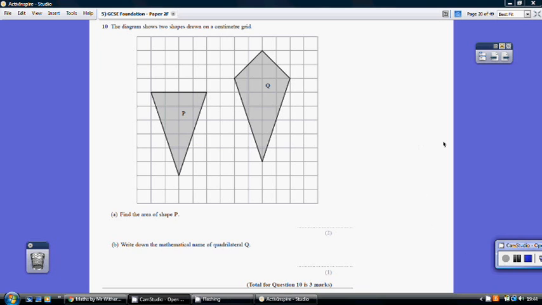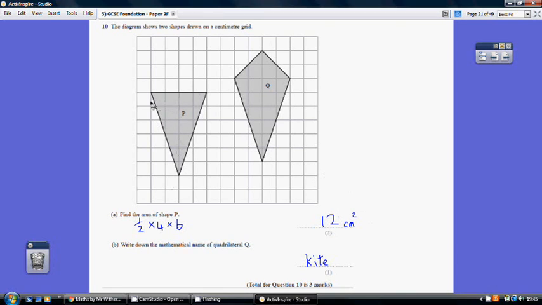So question 10, find the area of shape P. Now, the easiest thing to do is just to appreciate, obviously, that this is a triangle, so don't try and count the part squares. That's just not going to work. How do you work out an area of a triangle? It's half times base times height. The base here is 1, 2, 3, 4, and the height is 1, 2, 3, 4, 5, 6, which is 12 centimetres squared. Don't forget the units.